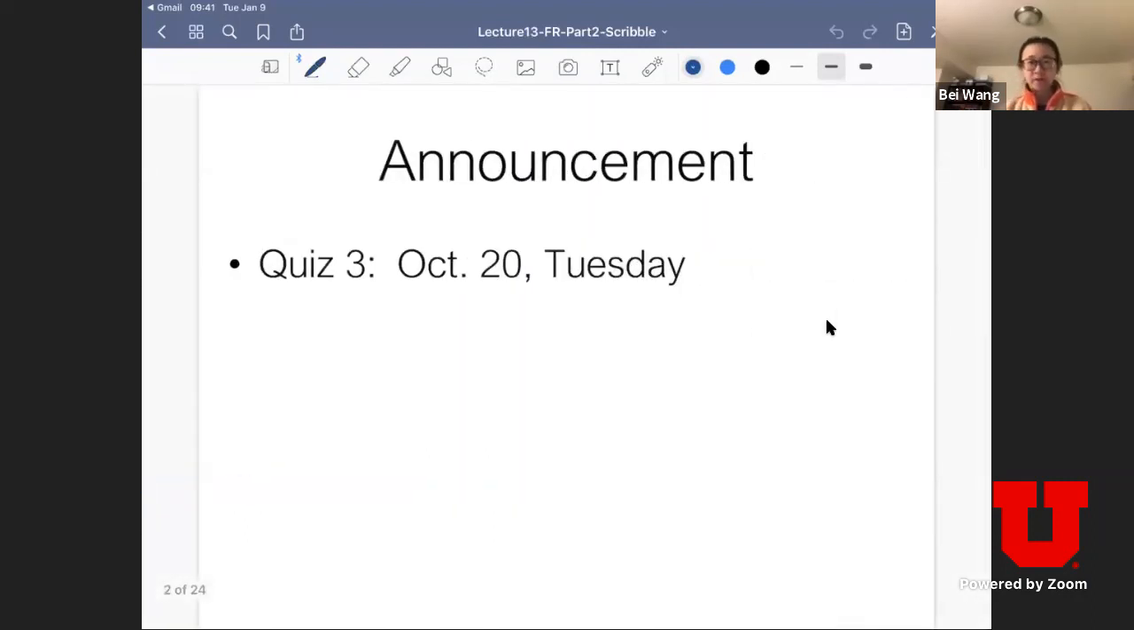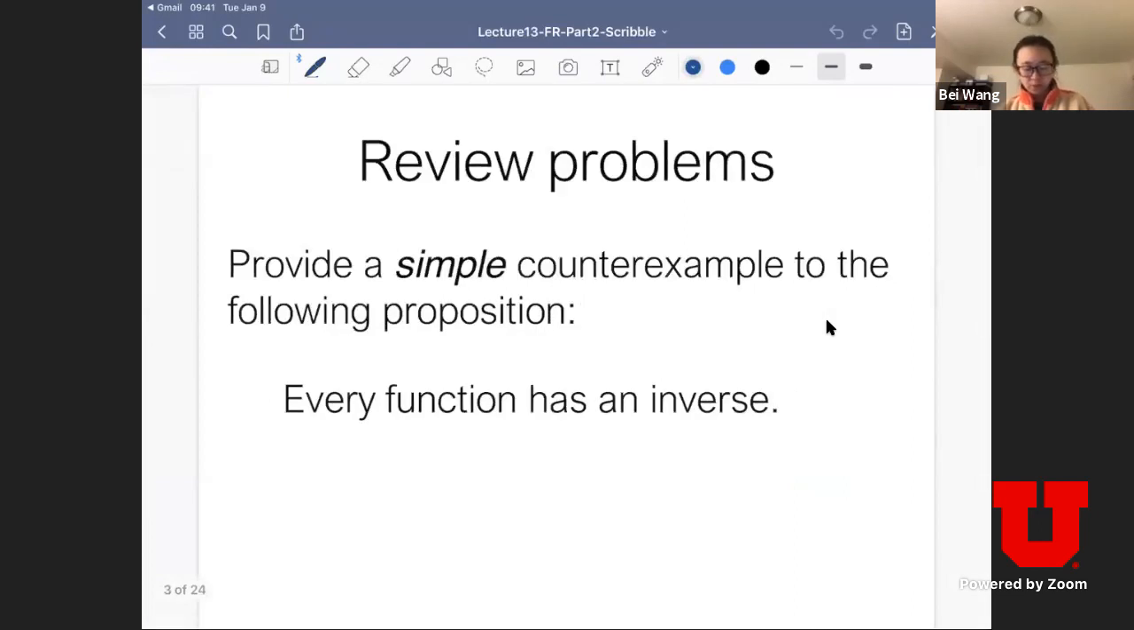A quick reminder that we're going to have our quiz number 3 on October 20, which is a Tuesday, and that is 2 weeks from now. So we're going to review some properties related to function and relations.